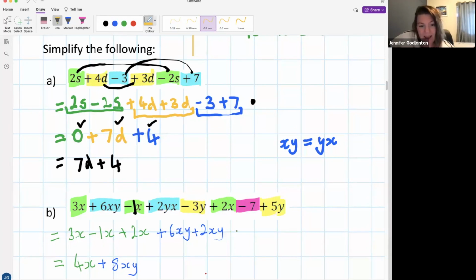Now let's look at our yellows. We've got minus 3y and plus 5y. I have minus 3 plus 5. What am I going to land up with?